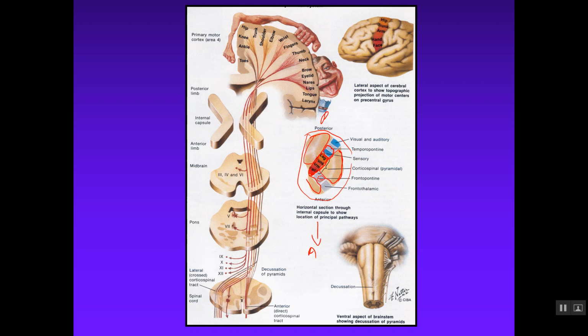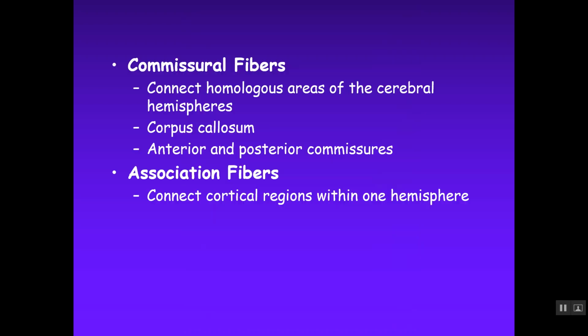And then within this anterior limb are some of your tracts that are conveying information from your cerebellum and your basal ganglia. So that's projection fibers. Now we're talking about another type of fiber called commissural fibers. These are all just white matter fibers.